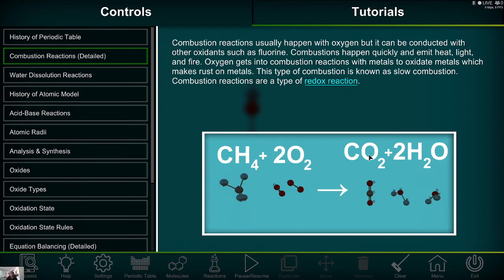Combustion reactions usually happen with oxygen, but it can be conducted with other oxidants such as fluorine. Combustions happen quickly and emit heat, light, and fire. Oxygen gets into combustion reactions with metals to oxidate metals, which makes rust on metals. This type of combustion is known as slow combustion. Combustion reactions are a type of redox reaction.